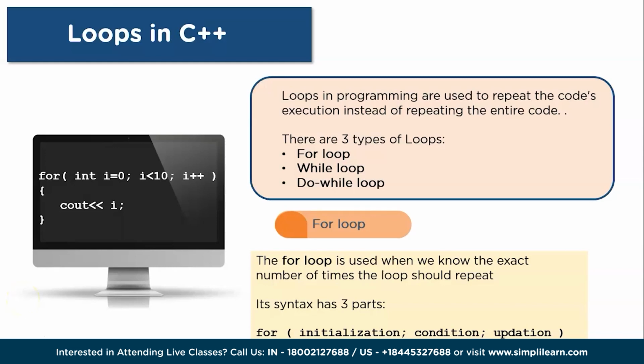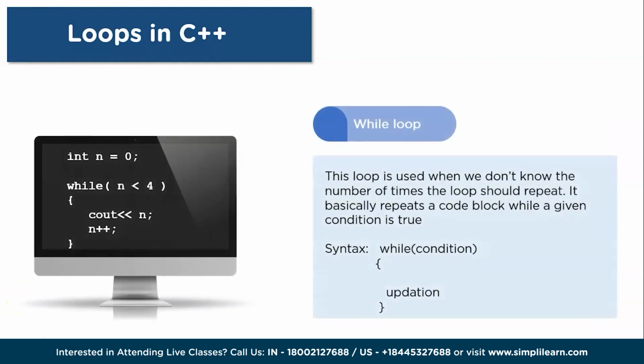Now next is while loop. This loop is used when we don't know the exact number of times the loop should repeat. This loop execution terminates based on the test condition. The syntax of while loop is the while keyword and the test condition. In this part, the condition is checked. If it's true, then the body of the loop executes and goes to the updation part. The updation part is responsible for continuation of the loop. This part increments or decrements the loop variable.